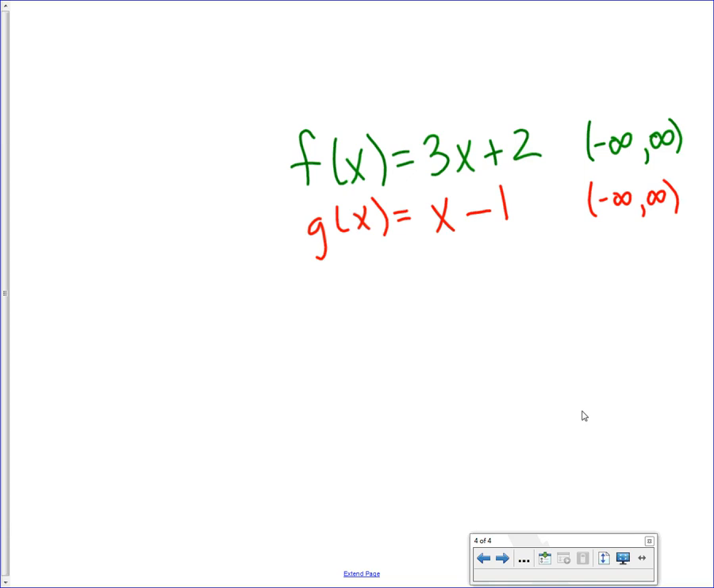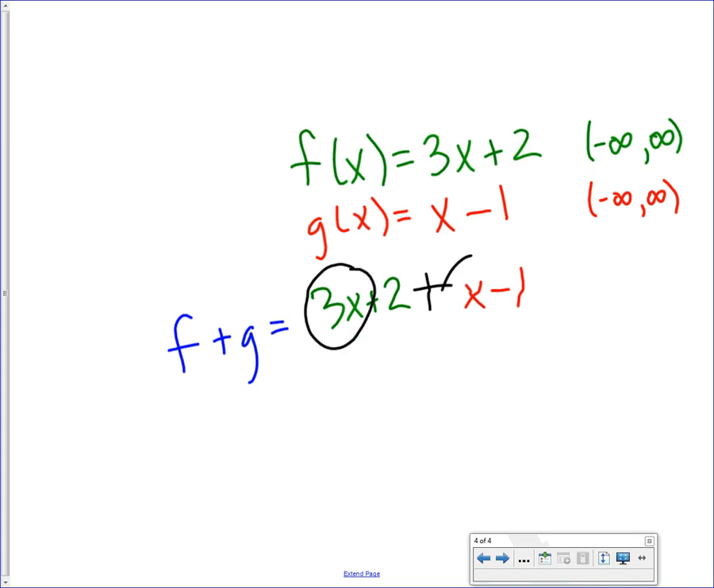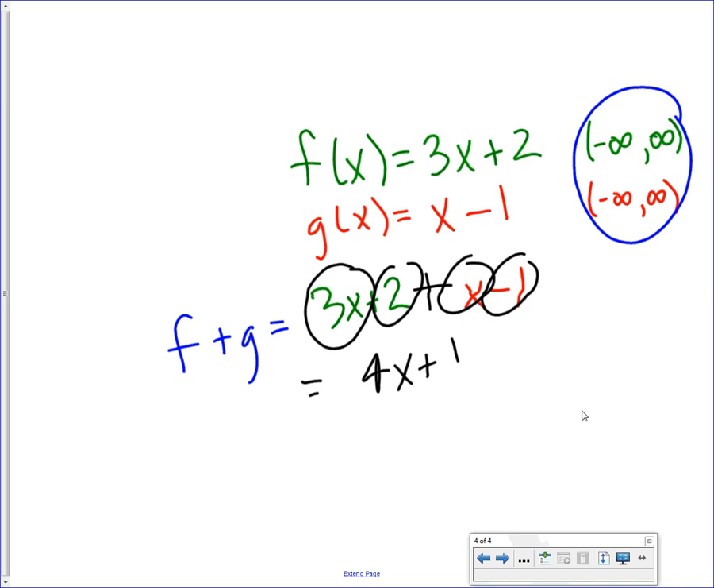Okay, so if I were to add these, f plus g, that would mean that I would just add f, which is 3x plus 2, plus g, which is x minus 1. And then I'm just doing some algebra. I'm going to combine my like terms. 3x plus x is 4x. 2 minus 1 is 1. So that's the sum. And then the domains, I'm going to look over at the domains of the original two functions. I'm going to see where they overlap. All real numbers overlaps all real numbers everywhere. So the domain here is still all real numbers. And I want you to get in the habit of writing that in interval notation.